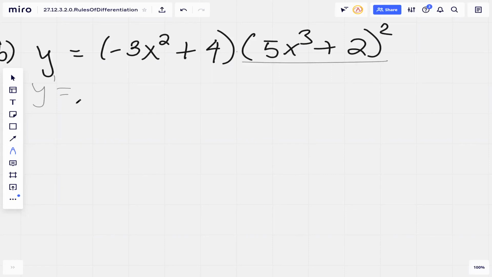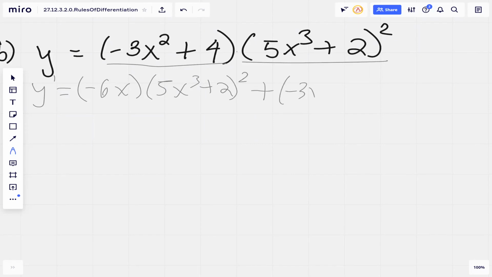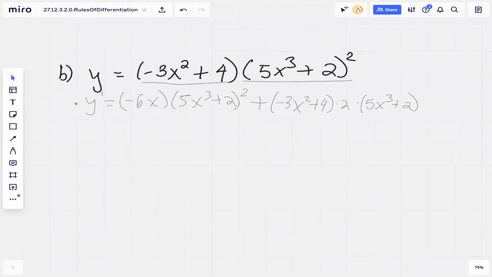We're going to start with the product rule. Let's take the derivative of the first function, negative 6x, and then times the second function, (5x cubed plus 2) all squared, plus the first function, negative 3x squared plus 4, times the derivative of the second function. So 2 times (5x cubed plus 2), and, why don't we make this a little smaller so hopefully I can fit everything in, times the derivative of what's in the bracket.